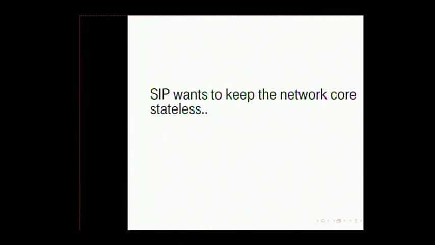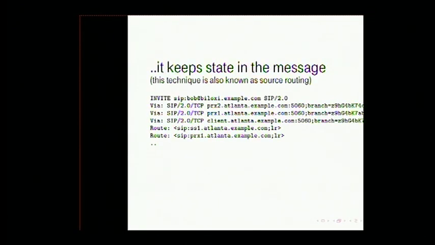One principle in SIP was to keep the core stateless. This has to do with the end-to-end design principle, which is a basic architectural principle in the internet. The IETF is very keen to keep this up. But this means you have to keep the state somewhere else, and in the case of SIP, it's kept in the messages themselves. And so you have many instances of source routing in SIP.